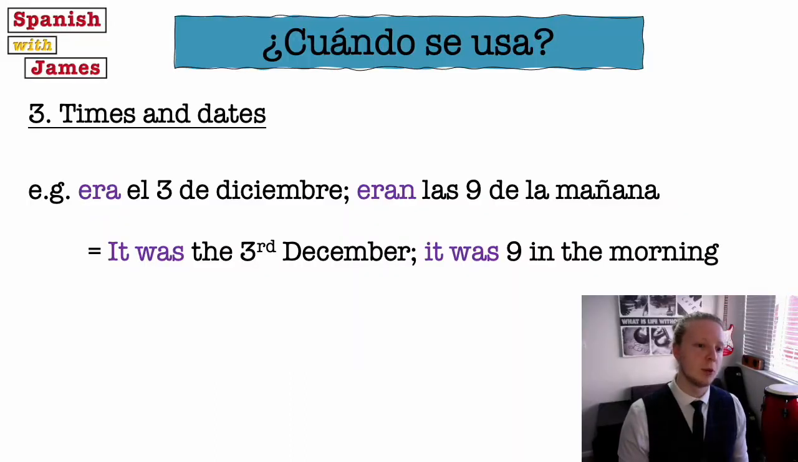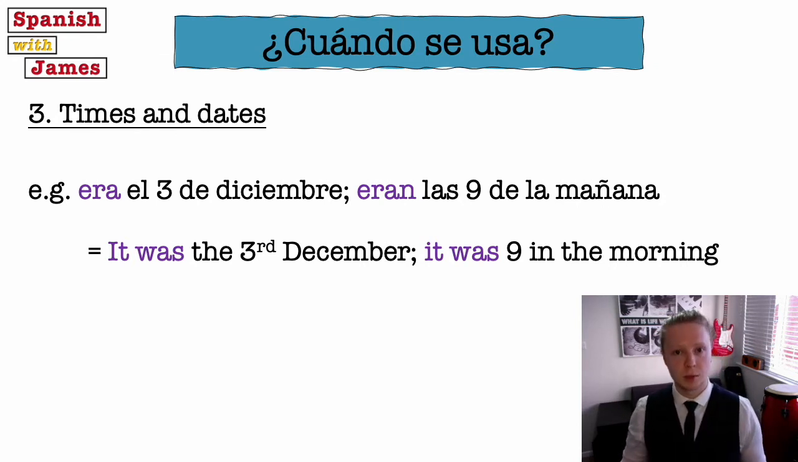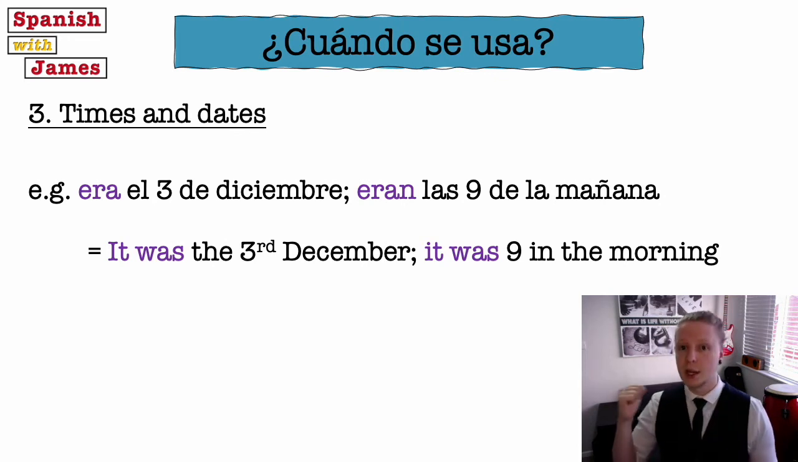Now the third example is for times and dates. For example, era el 3 de diciembre, it was the 3rd of December. Eran las 9 de la mañana, it was 9 in the morning. And it's eran instead of era because we say son las 9, so we use the plural, unless you're saying it was 1 o'clock. Es la una, era la una, son las dos, eran las dos.